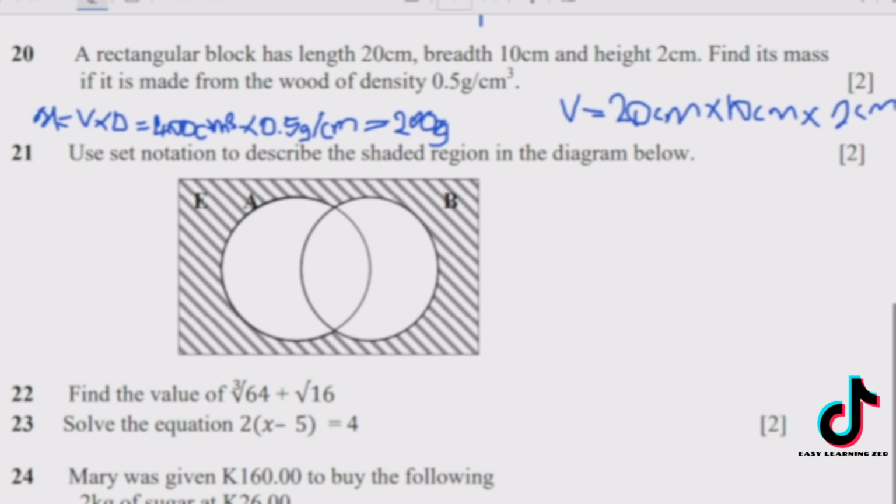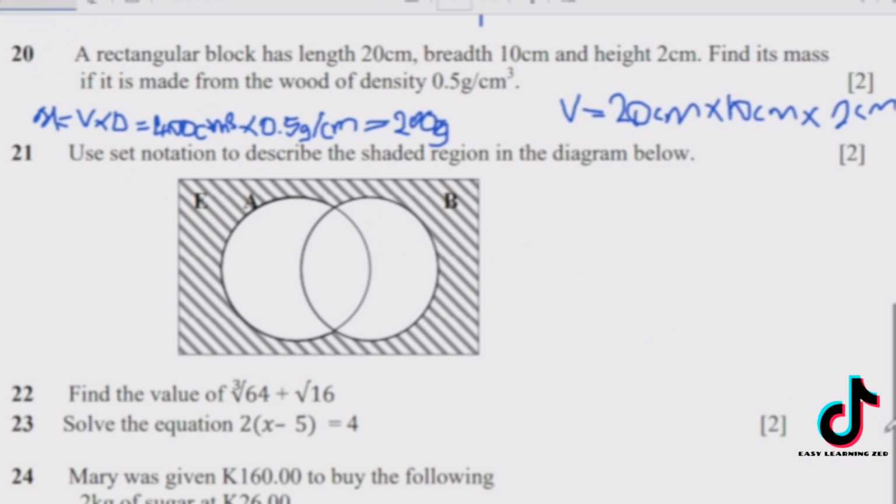Okay, that's what you need to do. So that is the correct answer: the mass of this rectangular block will be 200 grams. If there are no questions, we can go to the next question. But if there are questions, we are encouraging you to ask in the comment section.